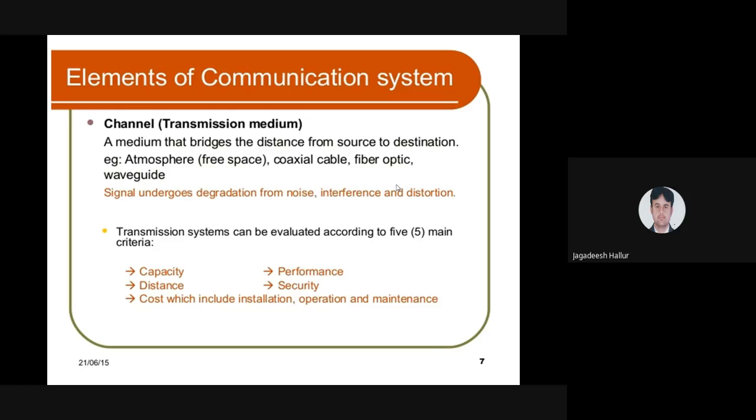Correct. Whatever signal you get from the input message is given to the input transducer. After that, the signal reaches the transmitter, and the transmitter gives it to the channel, and the channel gives it to the receiver. After the receiver there is a block, that is the output transducer.